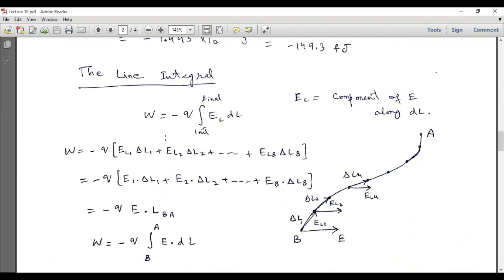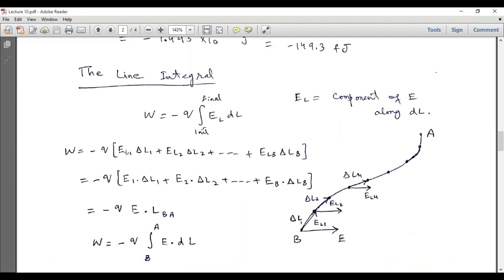So W can be written as minus Q EL1 delta L1. This is delta L1, and we have to multiply the component of electric field in the direction of delta L1, so that will be EL1. Similarly, EL2 multiplied by delta L2. Similarly, EL4 multiplied by delta L4, and so on. And the final value is EL8 delta L8.